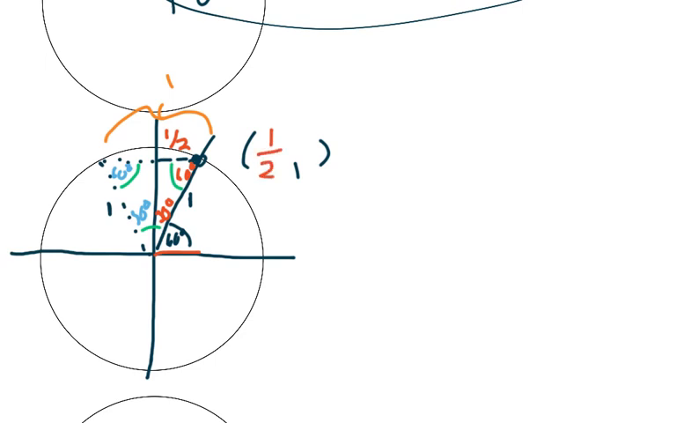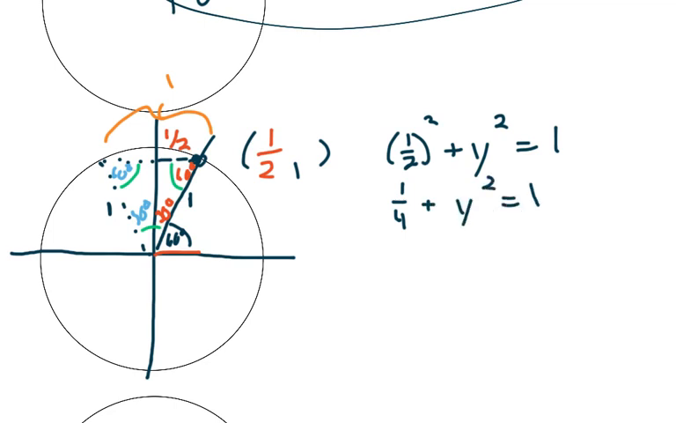So now we're going to use the Pythagorean theorem to find our y value. So this would be 1/2 squared plus y squared equals 1 squared. And this should look very similar to the part 1 notes. This is 1/4 plus y squared equals 1. Subtract 1/4 from each side, so y squared equals 3/4. Take the square root. So y equals the square root of 3 over 2.